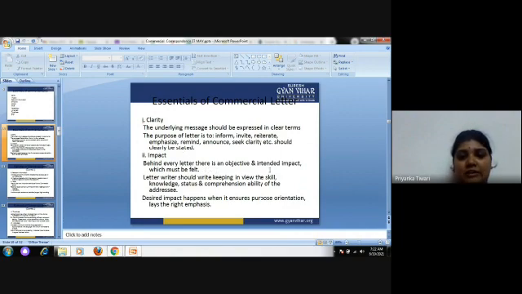Impact: behind every letter there is an objective and an intended impact which must be left. The letter writer should write keeping in view the skill, knowledge, status, and comprehension ability of the addressee. The desired impact happens when it ensures purpose, orientation, and leads right, in precise terms.